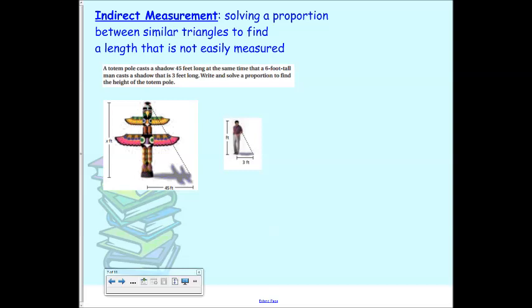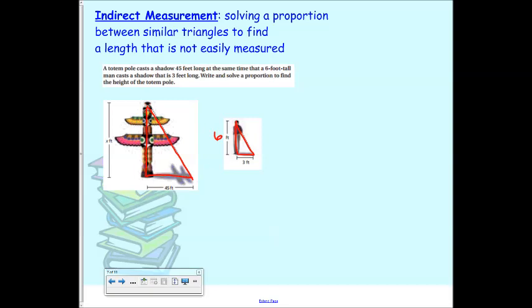All right? You also know that this man, we'll call him Bob, is 6 feet tall. So I'm going to label that. He's 6 feet tall. And he casts a shadow that is how long? 3 feet. So you notice then that this totem pole, its shadow, and this line right here make what shape? A triangle. So does Bob, his shadow, and this line right here. These are similar triangles because both of the shadows are coming from the same sun.